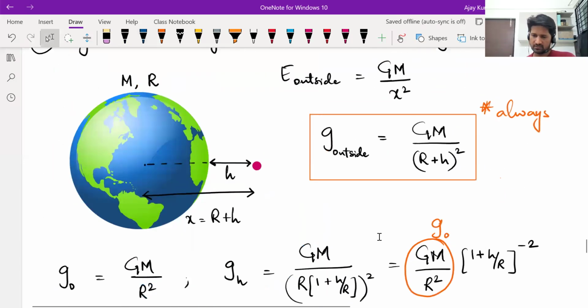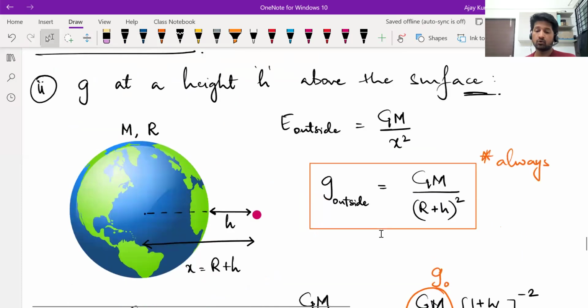So what we have discussed here is how to find out acceleration due to gravity at a certain height above the surface of a planet. If you are at a certain height above the surface of a planet, obviously you are outside the planet. And acceleration due to gravity is nothing but gravitational field. So you will be using the formula for gravitational field outside a solid sphere, GM by x square, where x is the distance from the center. So it becomes radius plus the height. Simple. That will give you the gravity.